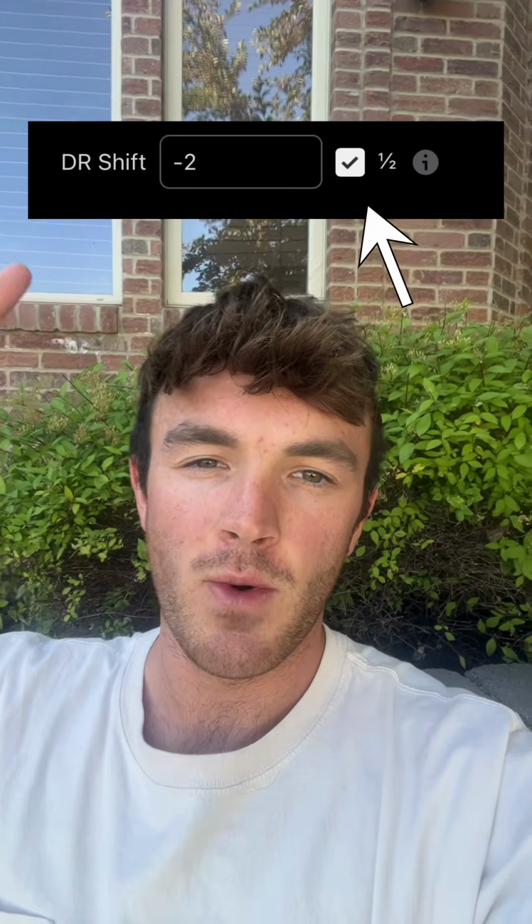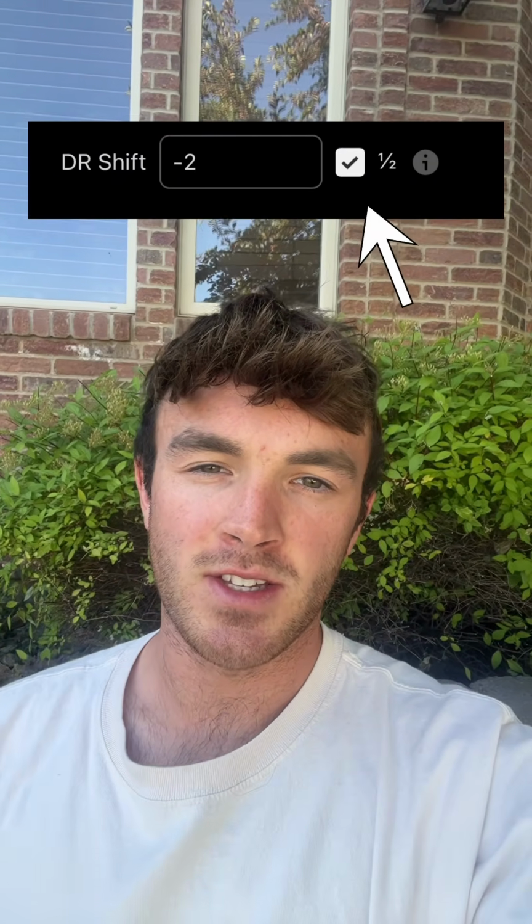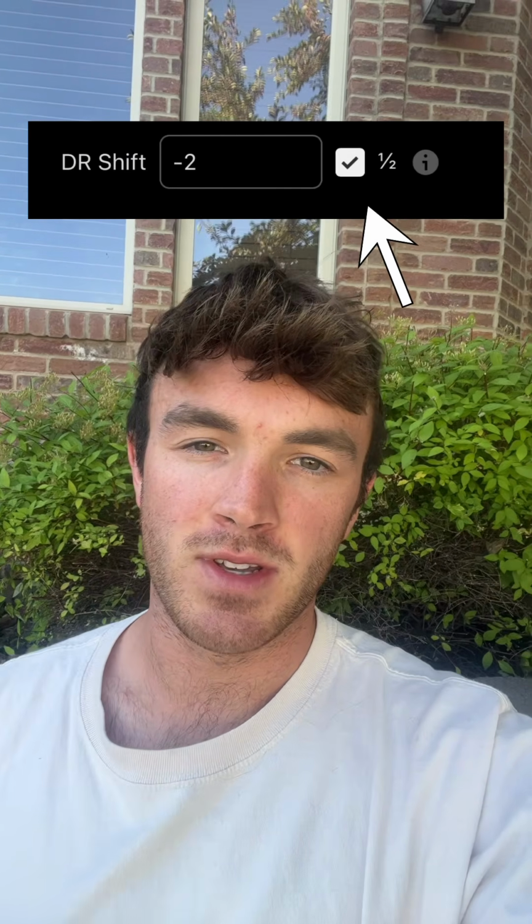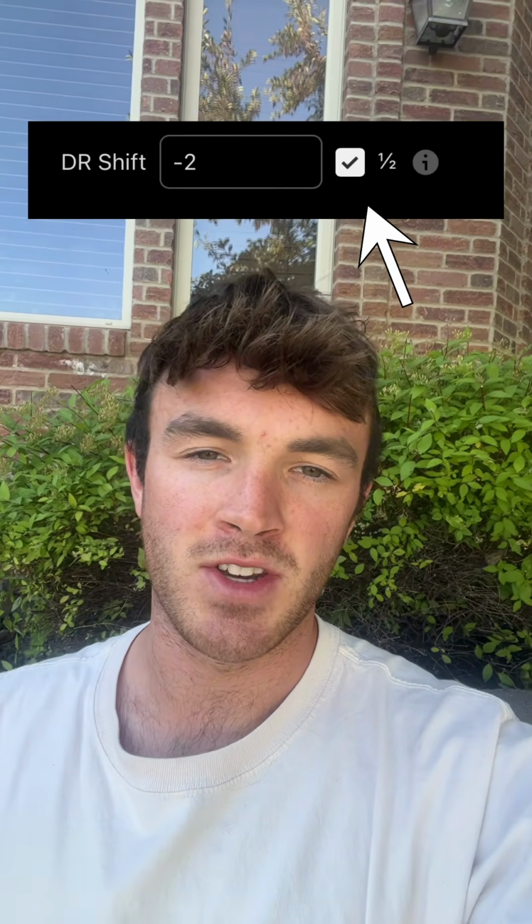So anyway, it's important to change this number to determine the size of the model that you want to look at. Obviously, the higher the number, the bigger the model. And then as well, I highly recommend turning on this 1/2 button. Essentially, it's going to shift the dealing range 1/2 at a time, and I've noticed that that is more helpful than having it shift one at a time.